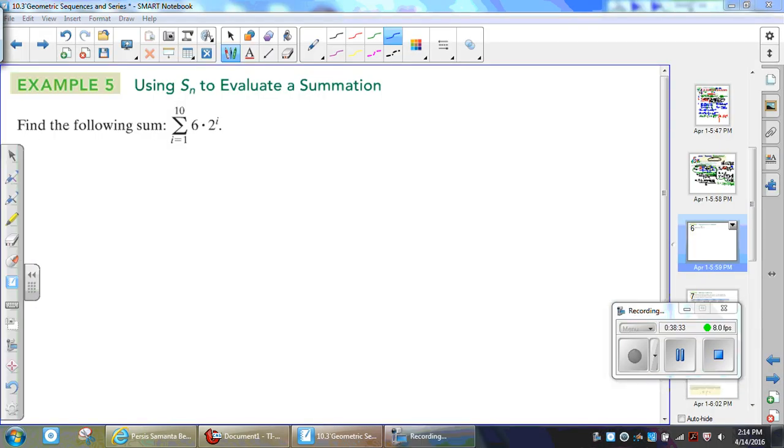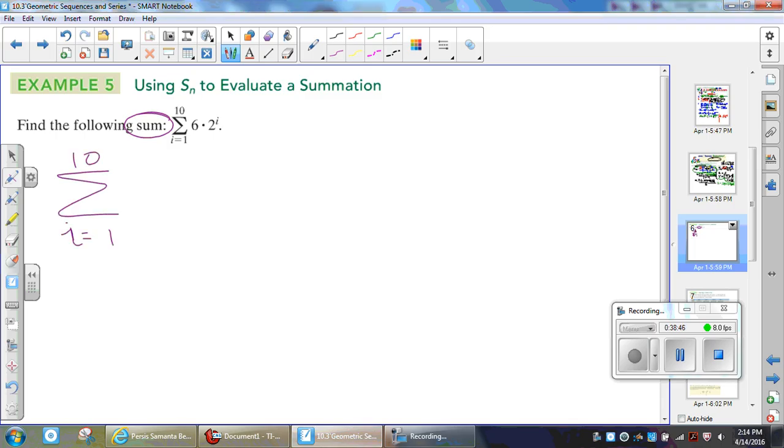So we're recording now. Okay, example 5. We're going to find the sum. So we see again the summation notation. The lower limit will be 1 and the upper limit is 10. So that means we're going to go from a sub 1, a sub 2, all the way to a sub 10, correct? And then of course we're going to add them because that's what we're saying here.